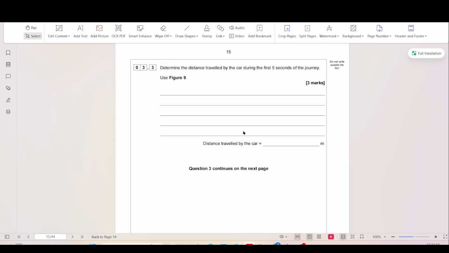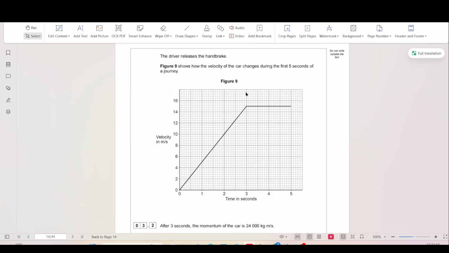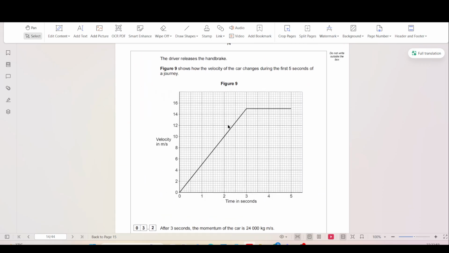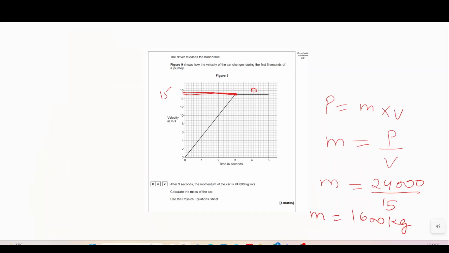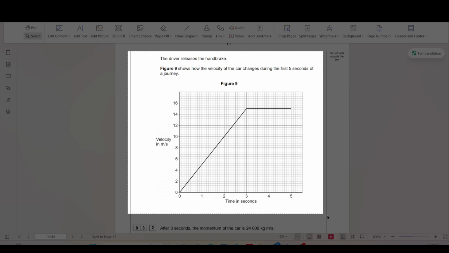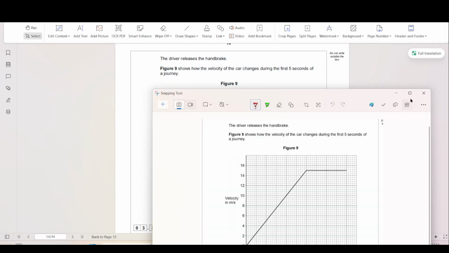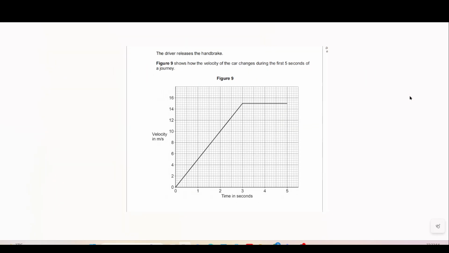Determine the distance traveled by the car during the first 5 seconds of the journey. Use figure 9. Distance traveled equals speed times time. Let me show you, you need speed. So distance is speed times time.